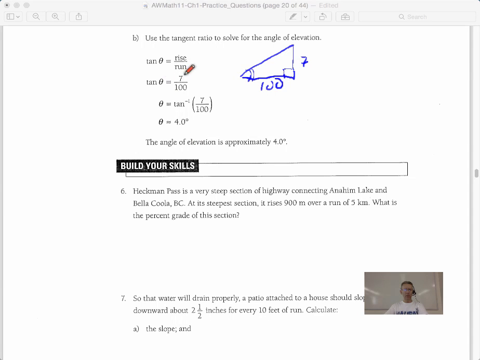If we want the angle, we inverse tan both sides and we get an angle of 4 degrees. So 7%, you can see that in traveling 100 meters, you rise 7. That's not really a very steep angle. So 4 degrees seems like a reasonable answer.